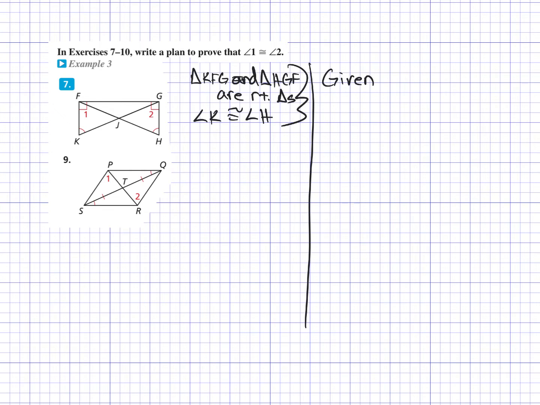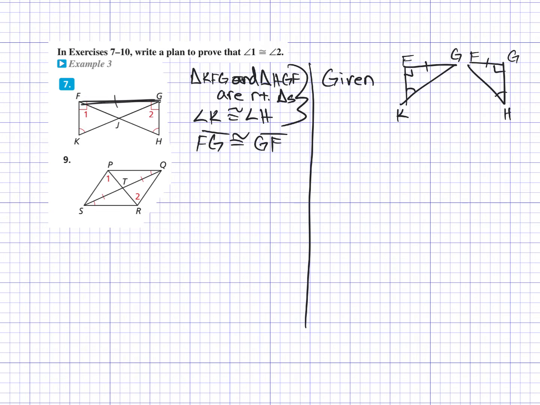So I'm going to take these out just a little bit here. So this is F, G, and K, and mark everything. And then we have F, G, and H. So those are the two triangles pulled out, and we have everything marked. And then the next question is, what do we know? Well, FG is congruent to itself. So FG is congruent to GF, and that's reflexive.